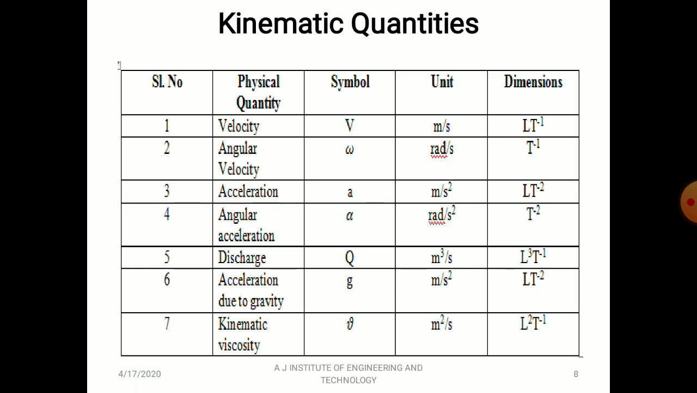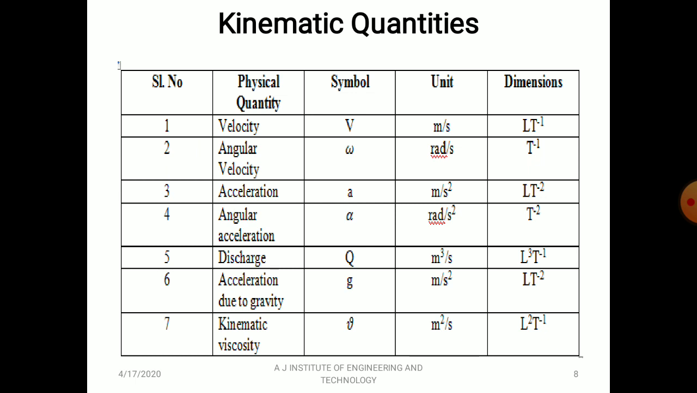Next, kinematic quantities. We have 7 kinematic quantities listed here. The first one, velocity, is represented by symbol V, and the unit is meter per second. So the dimension becomes L into T to the power minus 1. Then angular velocity, the symbol is omega, the unit is radian per second. Radian has no unit, per second is s to the power minus 1. Second is replaced by T in dimensions, so the dimension becomes T to the power minus 1.